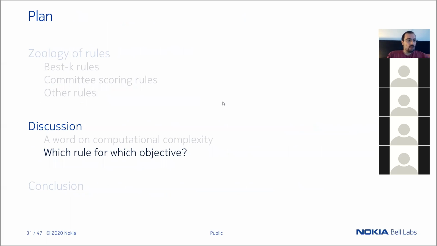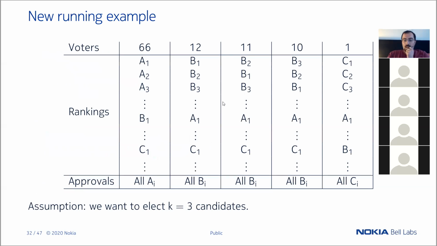Okay. So now I will come back to the question of which rule we want to use, depending on the objective that we pursue. I'm sorry, but to illustrate that, I'm going to need another running example for this second part of the talk. So here I have again 100 voters.